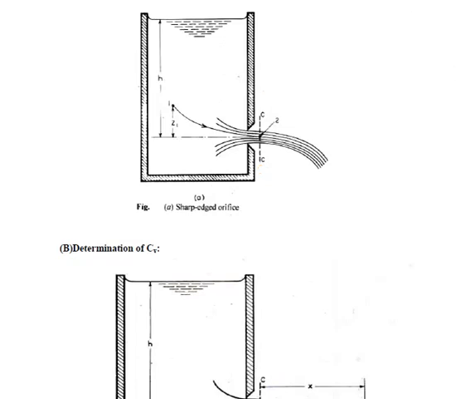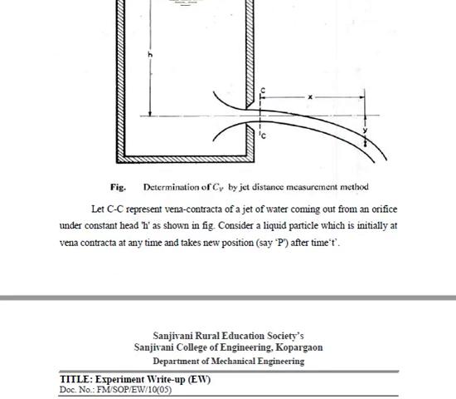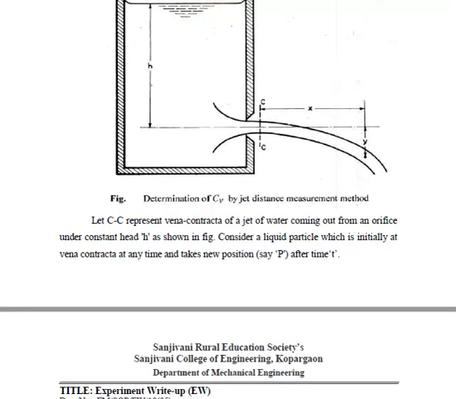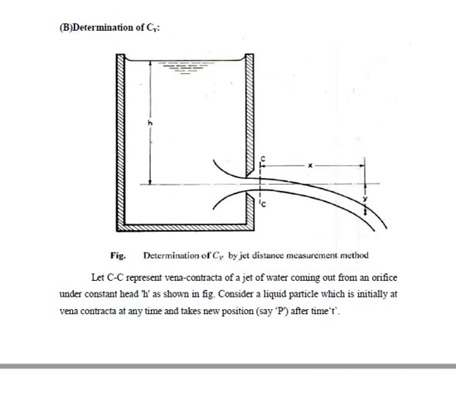Again in this diagram you can see the value of h, the height. Now x is the distance. If you assume a particle moving in the x direction and y direction, in the horizontal plane and vertical plane, with respect to this vena contracta.